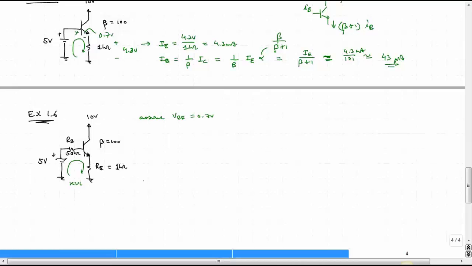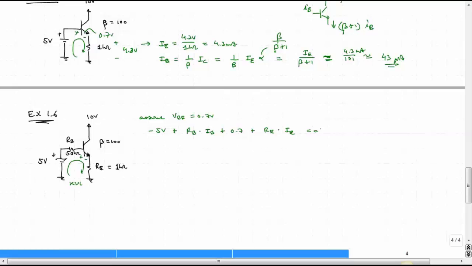And so we will write, going clockwise, minus 5 volts, plus RB times the base current IB. We're dropping 0.7 volts, so I'm going to write plus 0.7 volts. And then we will drop whatever the voltage is across the emitter resistor, and that will be RE times IE, and all of that is equal to 0. Now we have base current and we have emitter current in this equation, but those two are related to one another. So now we get to choose, do we want to solve for base current or for emitter current?